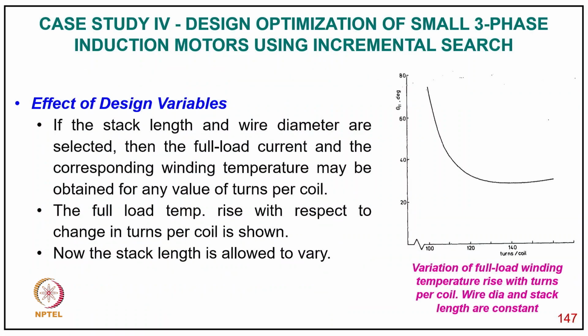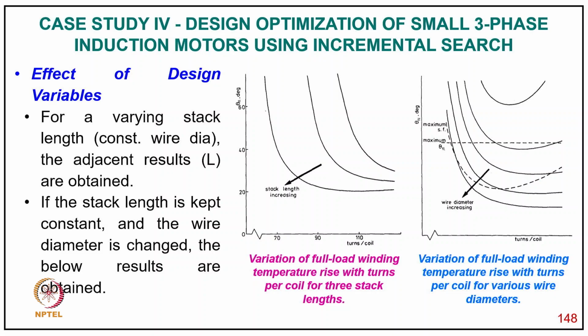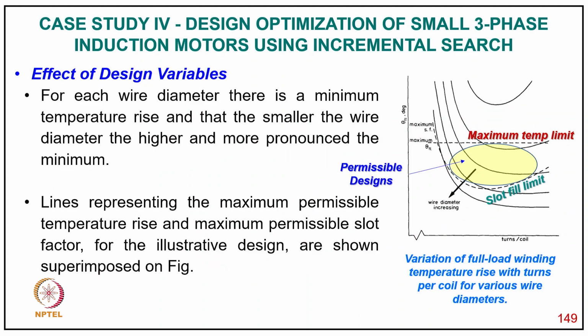So here is the effect of the design variables in the sensitivity analysis, typically how they affect the temperature rise. Stack length and wire diameter are selected, then the full load current and the corresponding winding temperature may be obtained for any value of turns per coil, and the full load temperature rise with respect to the change in value. Now the stack length is allowed to vary, and typically the temperature changes with the turns per coil. And similarly you see the sensitivity analysis corresponding to varying the stack length, with the typically different stack lengths and how the temperature rise changes with turns per coil for different values. So you can see not more than a 3-dimensional value here.